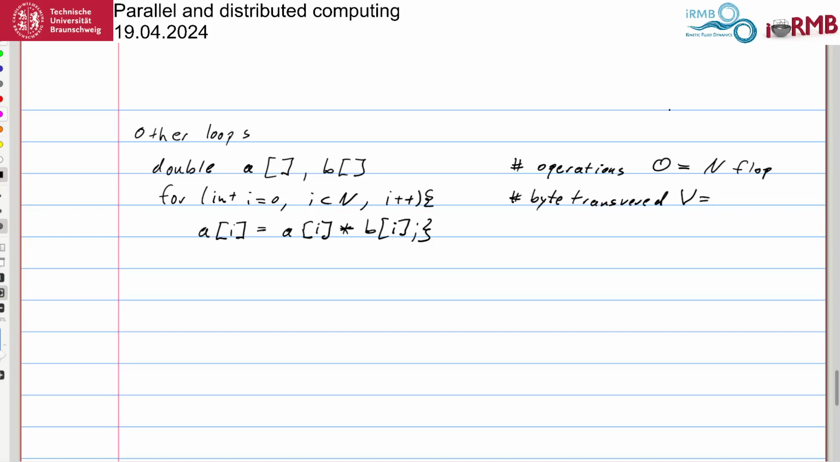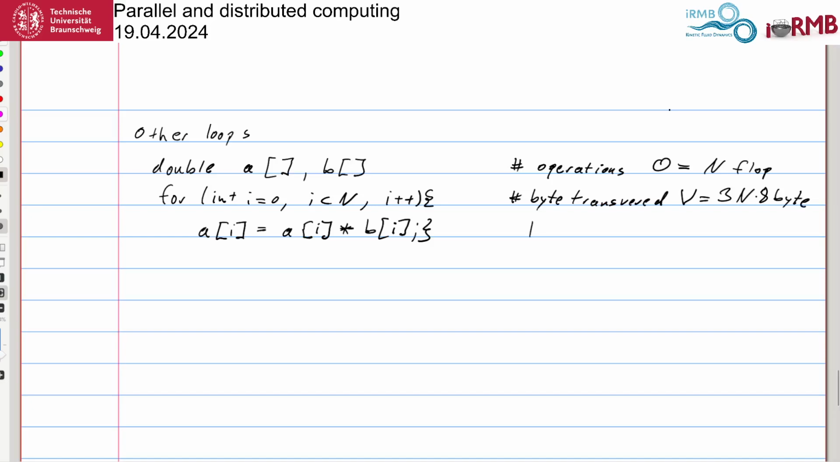It's 3n. Okay, but also you have to take into account that it's double. Oh yeah, so it is 3. So why is it 3? Because we read A, we read B, and then we write A. So it's 3n times 8 bytes.